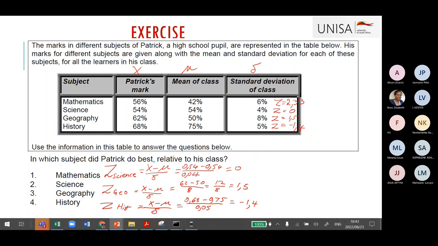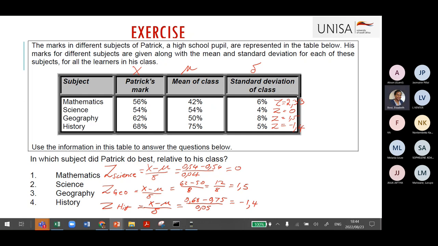So if we look at this by process of elimination, in history he scored less than the average class, by 1.4. In geography he scored 1.5 above the average class. So 1.4 and 1.5 are almost similar. A Z of zero means they scored almost the same; his score and the average class are exactly the same because there is no distance between the two. In mathematics, he scored 2.33 away from the class.